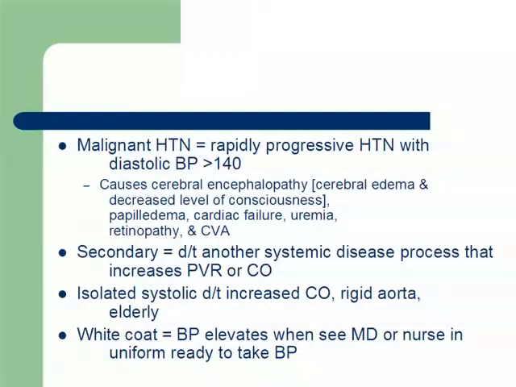Malignant hypertension is a rapidly progressive hypertension with the diastolic blood pressure greater than 140. We're really concerned anytime that diastolic blood pressure is 100 or greater, because that means even at rest, the heart has 100 millimeters of pressure pushing against it. Makes it much harder to contract, makes it much harder to relax and fill appropriately.